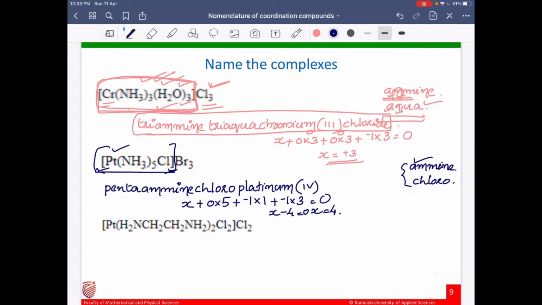So I have to put the Roman numeral based on the oxidation state of platinum. Then I have to write the anionic part, which is bromide. So the name is pentamine chloro platinum(IV) bromide.